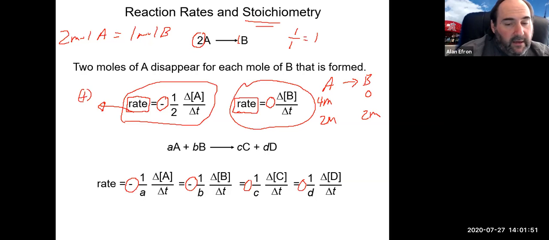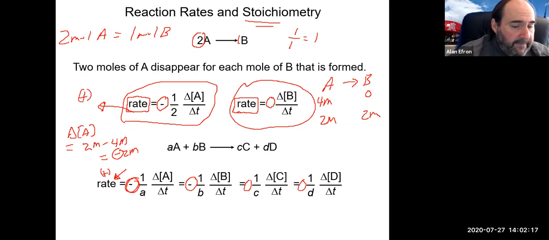So when we go to do the change in the concentration part of A, in my made up example here, my final concentration was 2 molar minus my initial concentration, which was 4 molar, which gives me minus 2 molar. The minus here and the minus here turns my rate into a positive number. Same thing would happen with B.